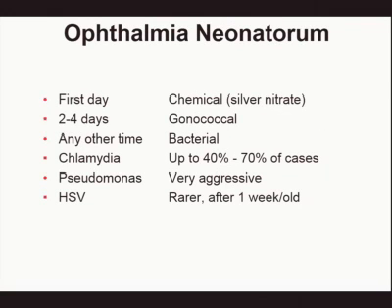Ophthalmia Neonatorum, so some clues with that is the age of onset. If you have conjunctivitis within the first day, then it's more likely to be chemical, and that would be caused by silver nitrate, but most places are not using that anymore, so we're not running into that problem. If it occurs within 2 to 4 days, it's more likely to be gonococcal, but bacterial can occur at any time, and you think of more of the common bacterias.